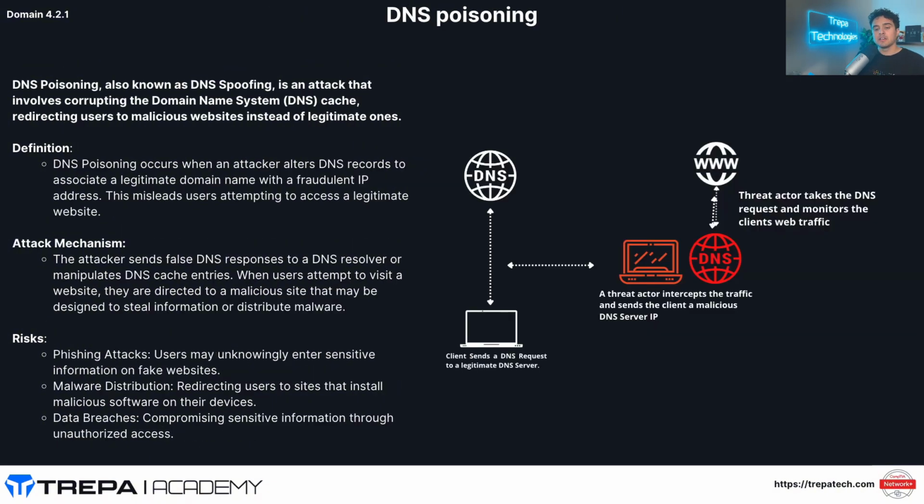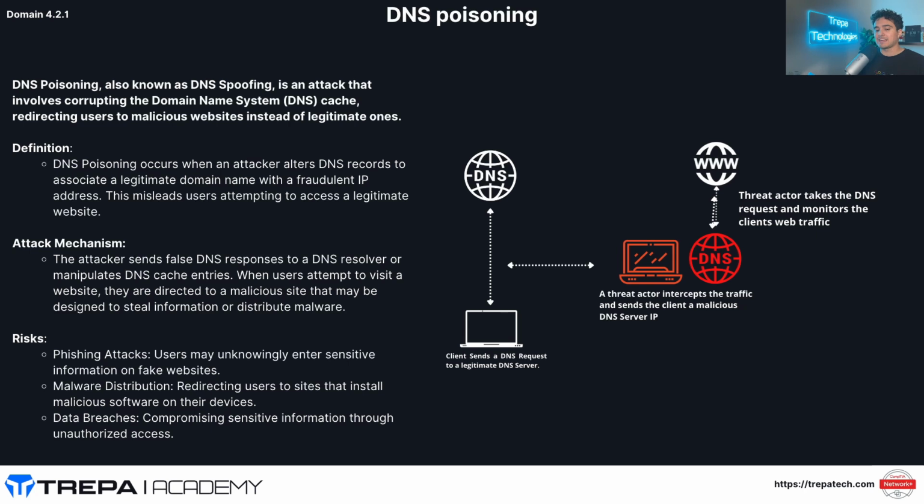DNS poisoning, also known as DNS spoofing, is an attack that involves corrupting the domain name system cache, redirecting users to malicious websites instead of legitimate ones. So in our previous domain 3.4, we learned about DNSSEC and DNS over TLS.